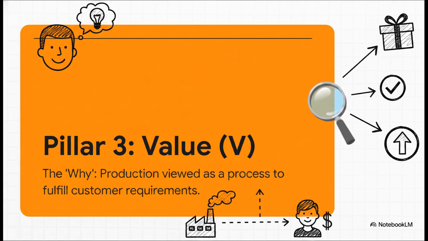This brings us to the third, and you could argue the most profound pillar, value. This is the why. Why are we doing any of this in the first place? This view defines the ultimate purpose of production not by the thing we create, but by its ability to satisfy the customer. It's about fulfilling their requirements.